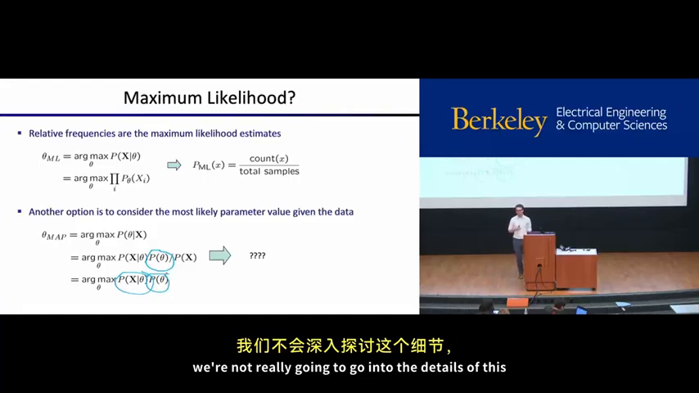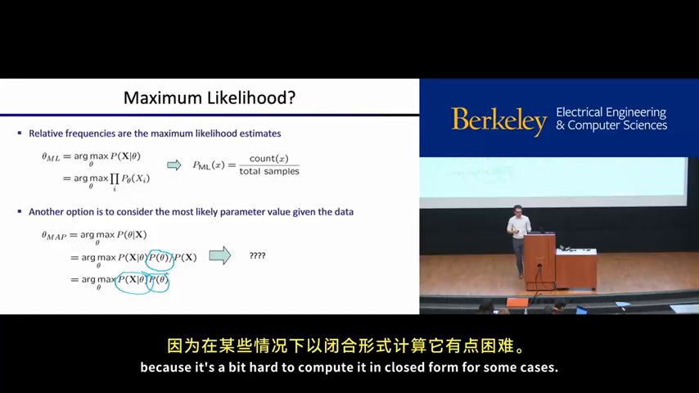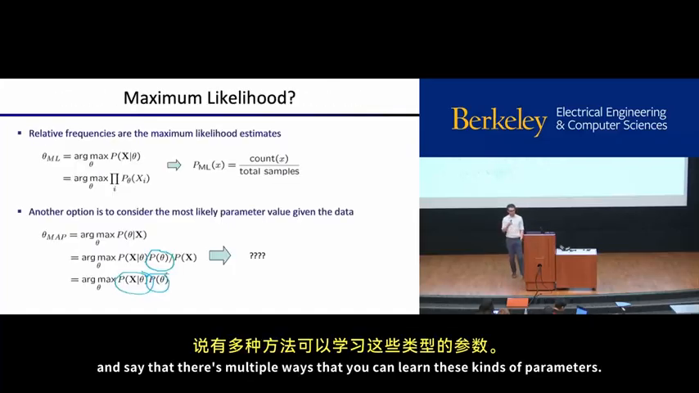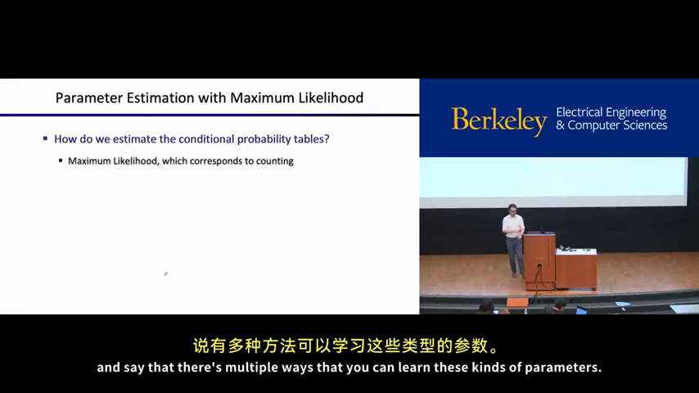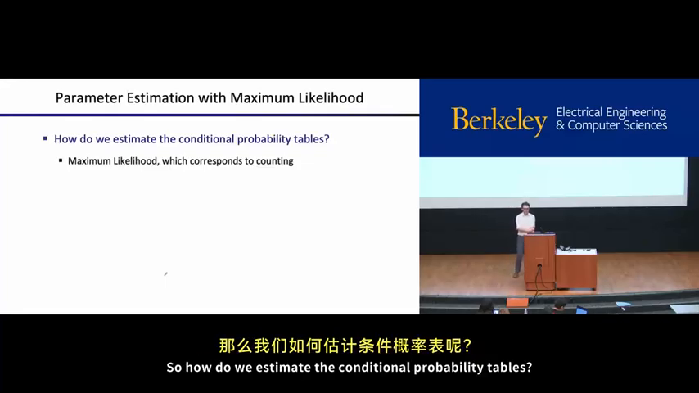We're not really going to go into the details of this because it's a bit hard to compute in closed form for some cases. So we'll just move on and say that there's multiple ways that you can learn these kinds of parameters, okay? So how do we estimate the conditional probability tables?